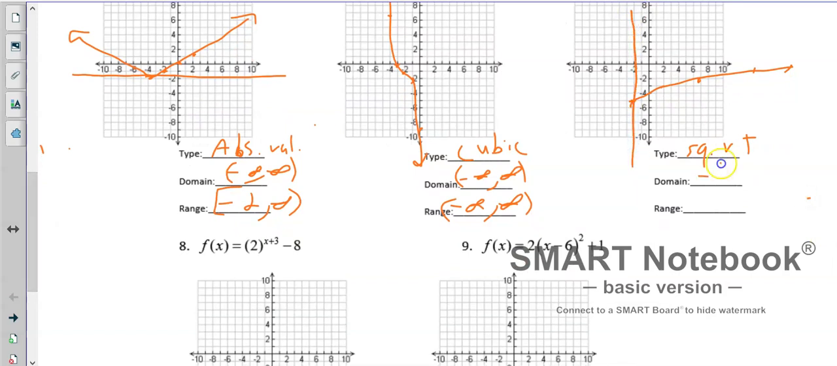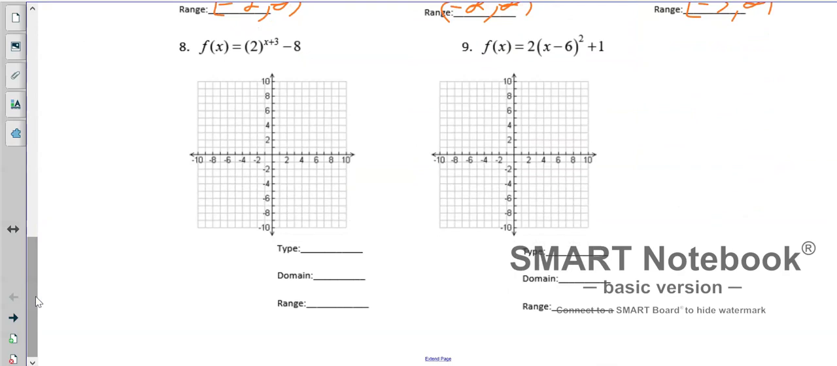-2. And it's going towards +infinity to the right. It hits -2, so we use a bracket. How low does it go? -5. How high does it go? Infinity. And again, we use a bracket because it does hit at -2, -5.